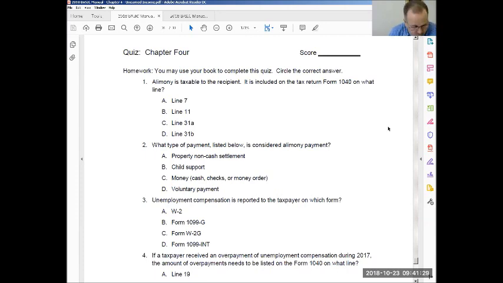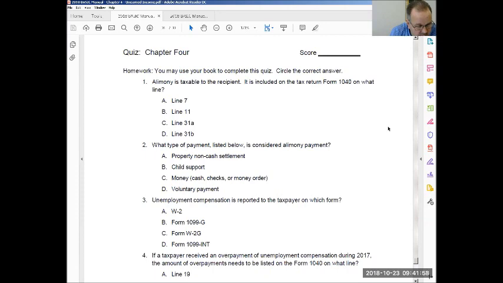Okay. Number 4, Ann. If a taxpayer received an overpayment of unemployment compensation during 2017, the amount of overpayments need to be listed on the Form 1040 on what line? A, line 19. Mm-hmm. Ordinary dividends are C, taxed as ordinary. Yep. Okay. All right.